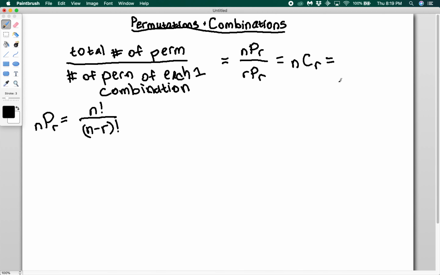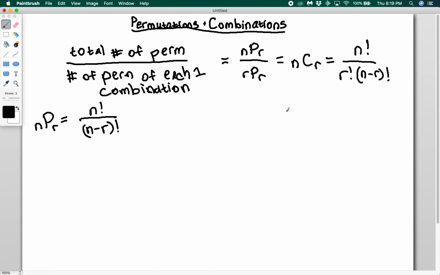And the combination, so this is all of the possible arrangements where we're ignoring the order, right? So we're getting rid of things that have the same order. And that's going to be nCr is n factorial over r factorial times (n minus r) factorial, okay?